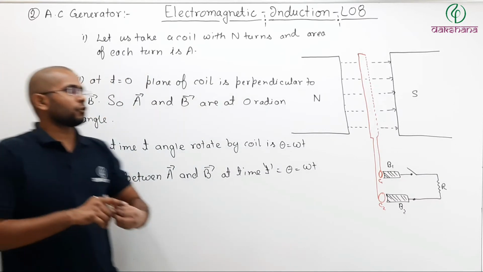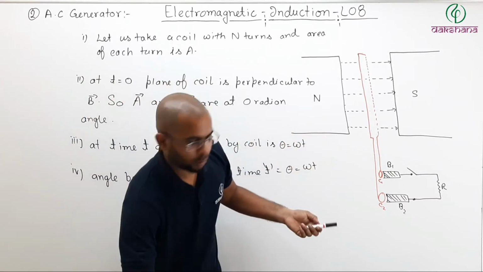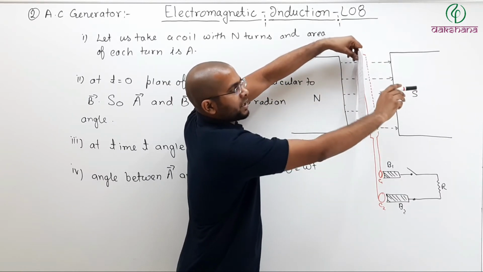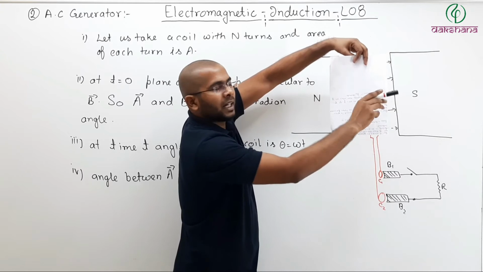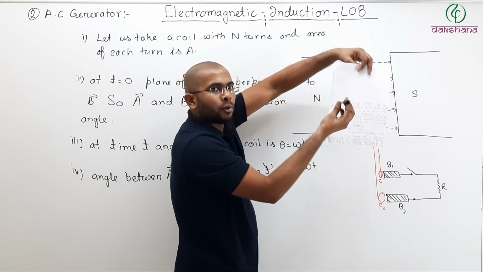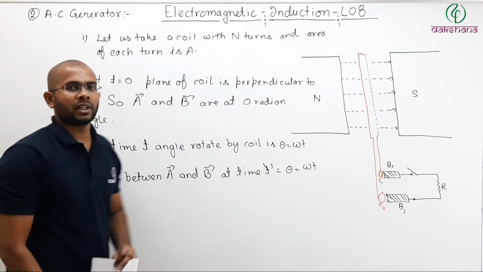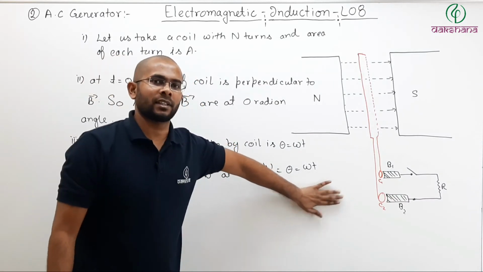Why? Because we are assuming that at t equal to 0, your coil was like this, and this was the field vector and the same was the area vector. You rotated the coil by theta, so the area vector also rotated by theta. So the area and field angle becomes theta equals omega times t, like this.